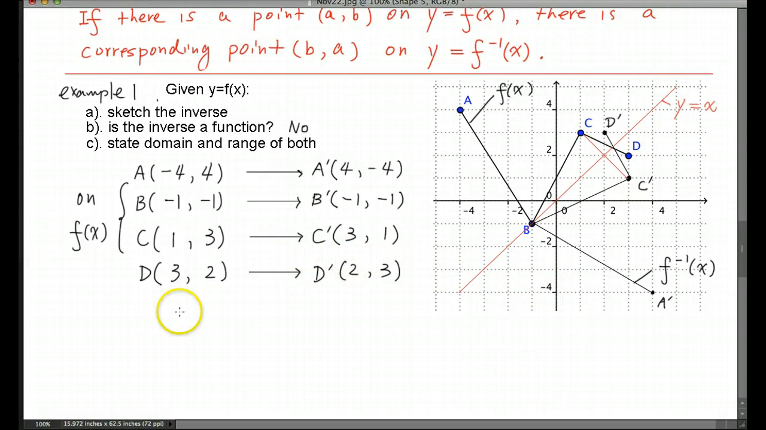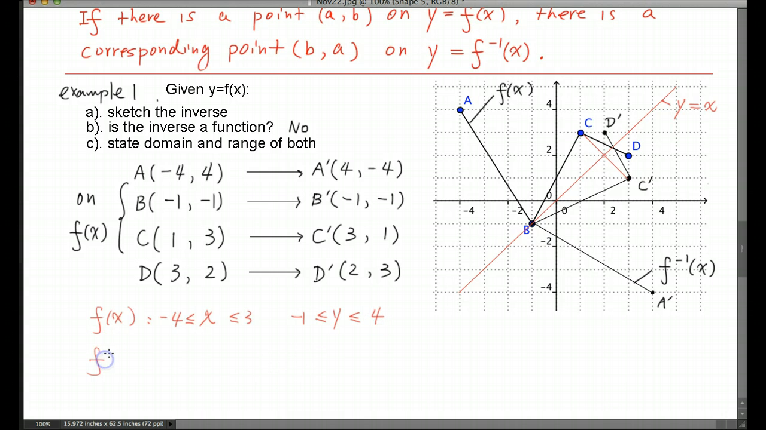So let's first look at f(x), with points A, B, C, D. You can see the domain, x, is between -4 and 3. And the range, y, is between the lowest point here, -1, and the highest point, A, which is 4.